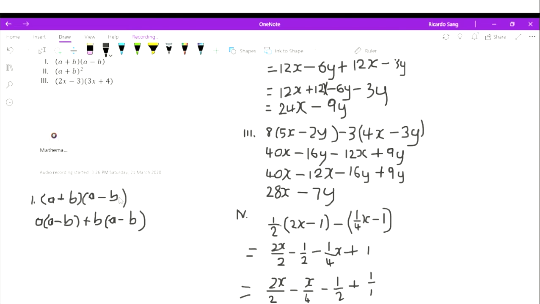So we take the A and multiply by each member of the second bracket. See there? The A is multiplied by each member of the second bracket. Then we do the same thing with the B. We take the B here and multiply by each member of the second bracket. Then we simplify. So AA, that is A squared, and minus A times B is AB.